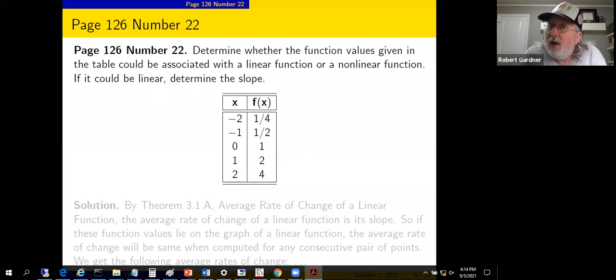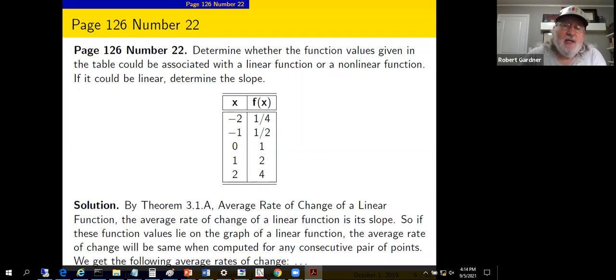We just saw that a linear function has constant average rate of change. So I tell you what, let's use that result, Theorem 3.1.a, and find the average rate of change based on pairs of points. Let's compute this for consecutive pairs of points. Let's find the average rate of change from here to here, and here to here, and here to here, and here to here. If all of those are the same, then we must have a linear function. If any two of those are different, we don't have a linear function.